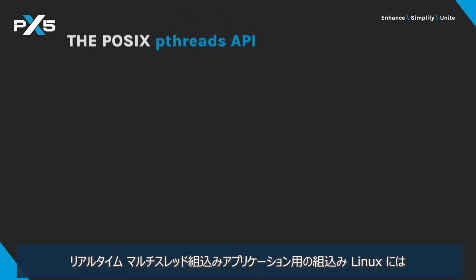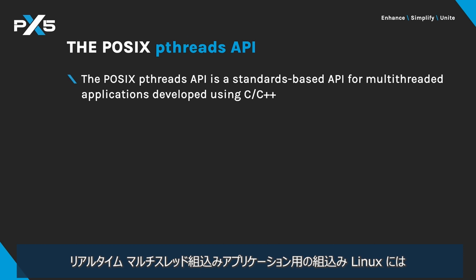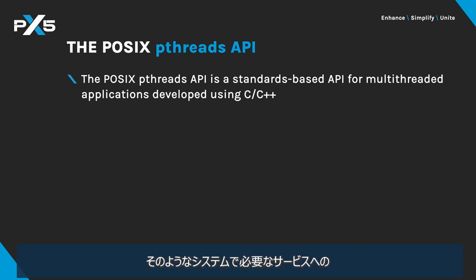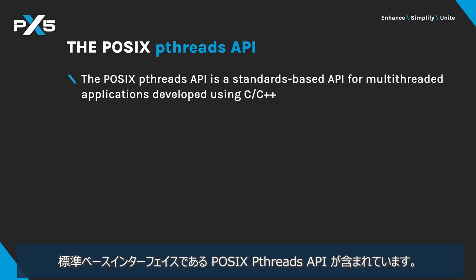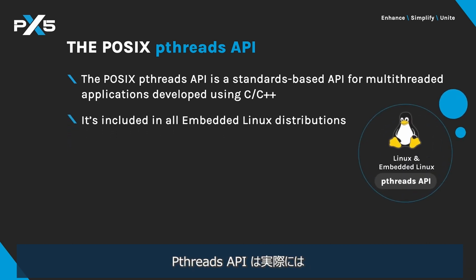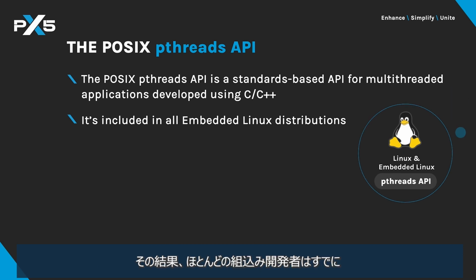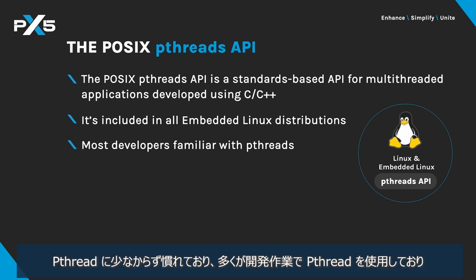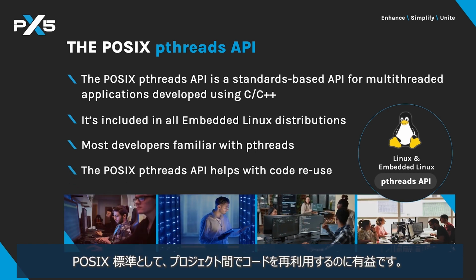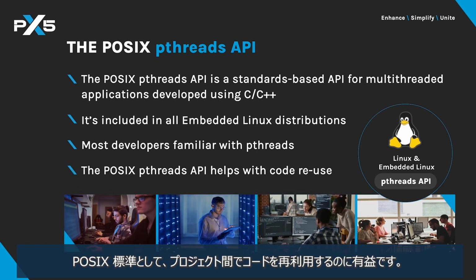For real-time multi-threaded embedded applications, embedded Linux includes the POSIX pthreads API, a standards-based interface to the services needed in such systems. The pthreads API is actually included in all embedded Linux distributions. So, as a result, most embedded developers are already at least familiar with pthreads, and many have used it in their development work. As a POSIX standard, it's beneficial for code reuse from project to project.